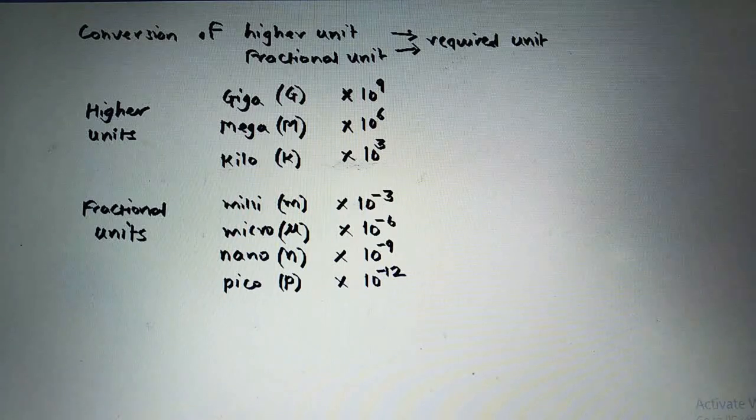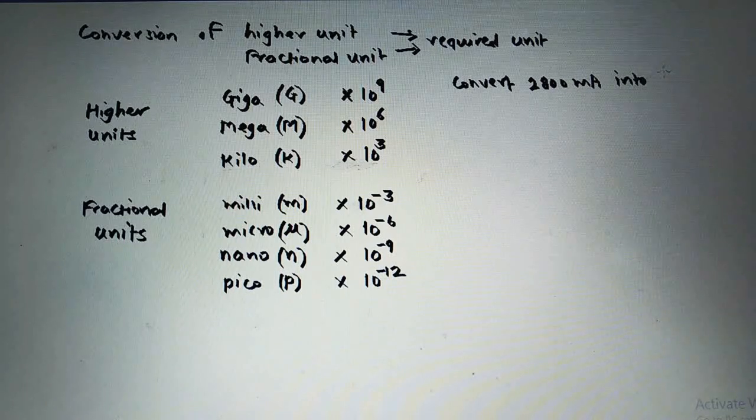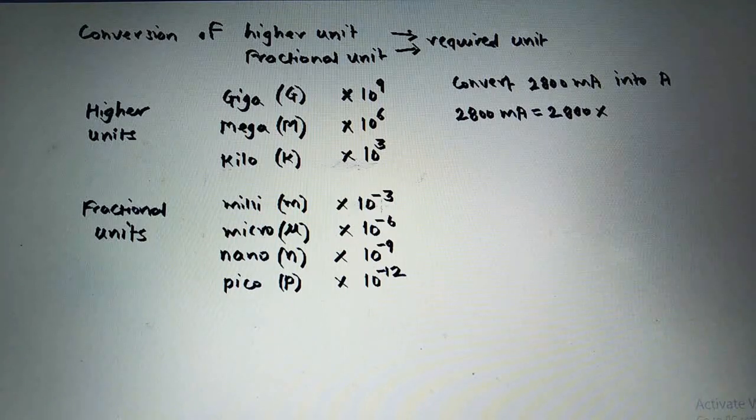The next example that we will take here, that is, we have to convert this 2800 milliampere into ampere. Now see here, we will write first 2800 milliampere as it is. Now we have to convert this 2800 milliampere into ampere. Then 2800 into what is conversion of milli, that will be 10 raised to minus 3. So it will be 10 raised to minus 3 ampere.